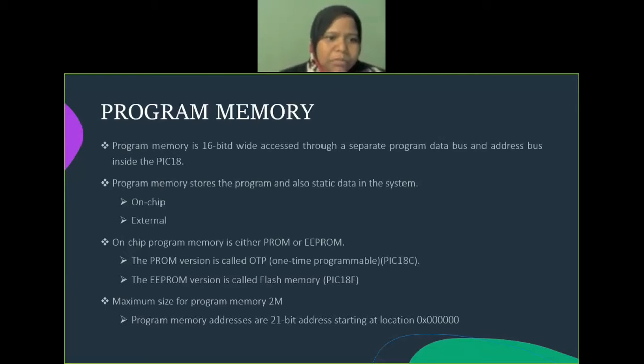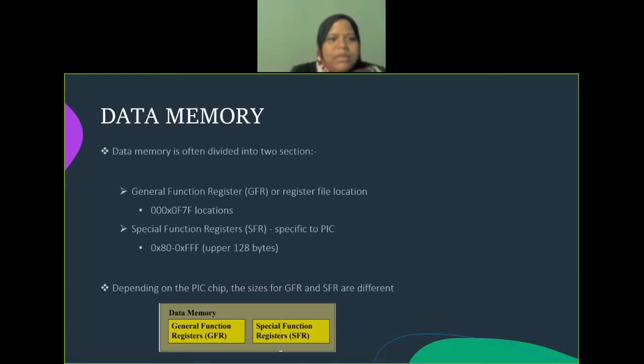The PROM version is called OTP, which is one-time programmable. The EEPROM version is called flash memory. The maximum program memory is 2 megabytes. The program memory uses a 21-bit address starting at location 0000.